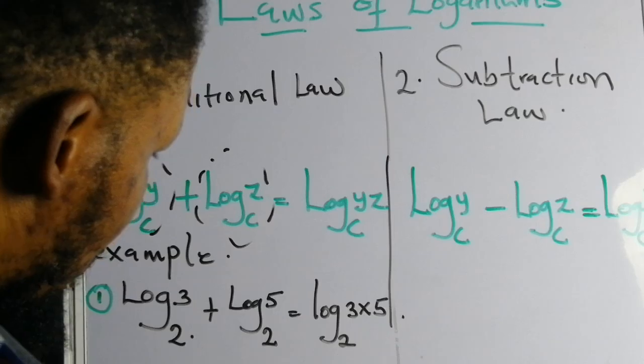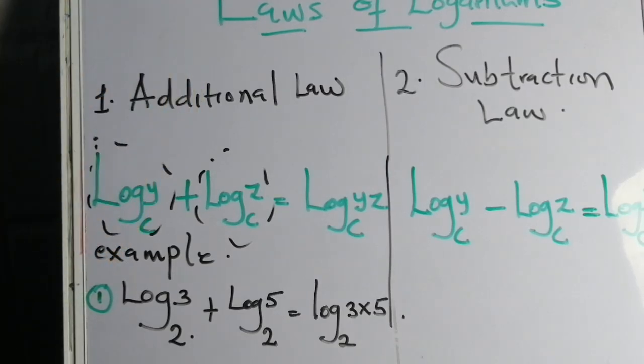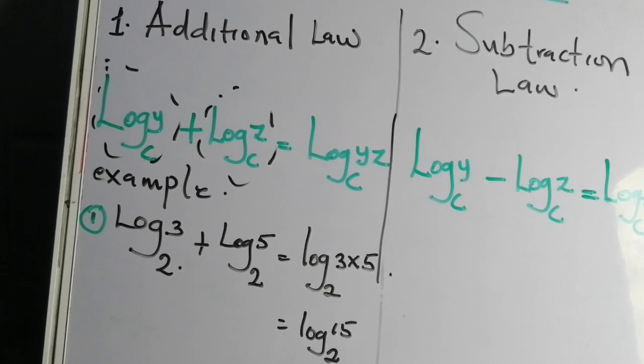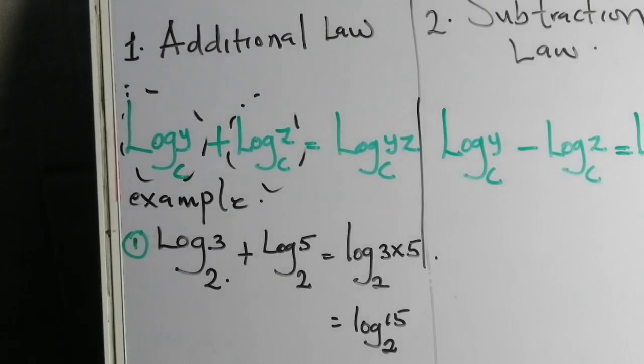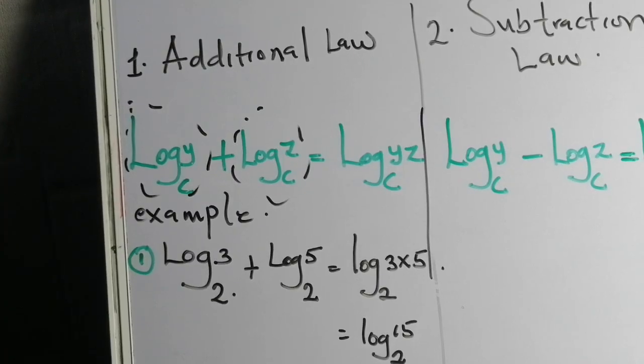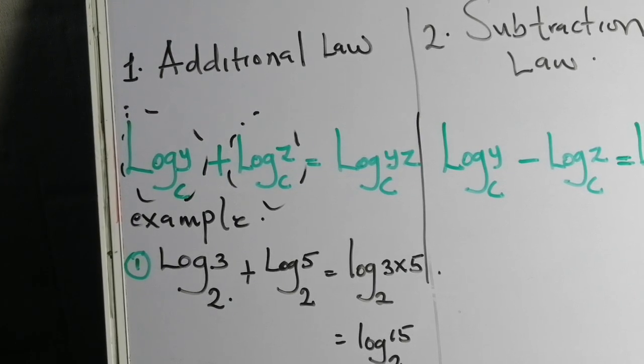The answer is log base 2 of, 5 times 3 is what? It's 15. So at the end of the day, you can just multiply, and that will give us 15. It's as simple as that, and it's just straightforward.